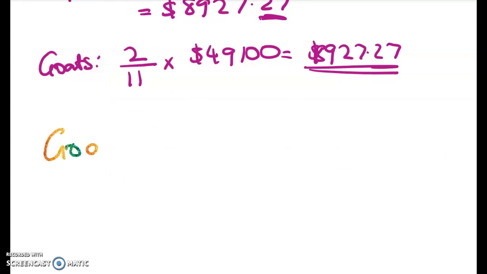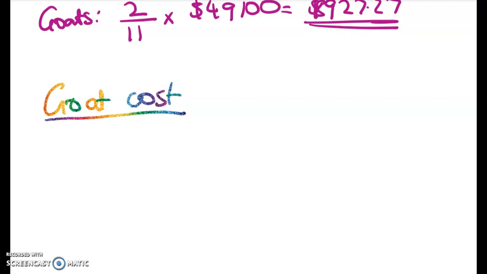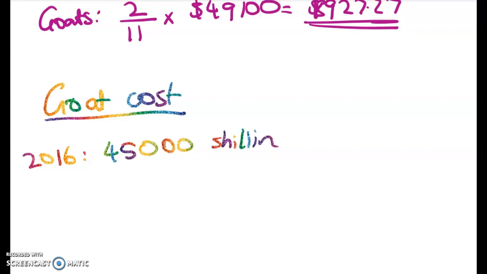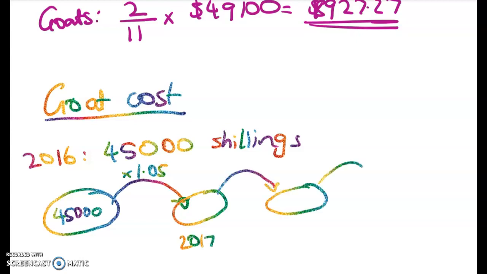Right, goats, goat cost. Well, this is probably the trickiest bit in the whole thing. In 2016, a goat cost 45,000 shillings. So there we are, we've got 45,000 here, and that's increased by 5% every year. So we know that to increase by 5%, we multiply by 1.05. That gets me the 2017 price. So I need to do that until I get out to 2021.